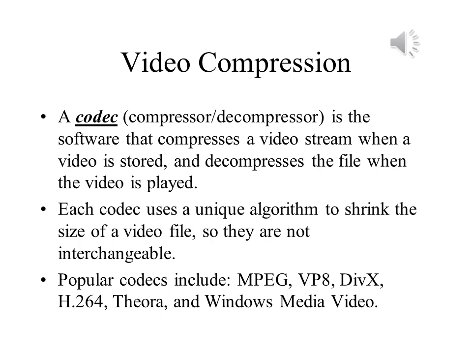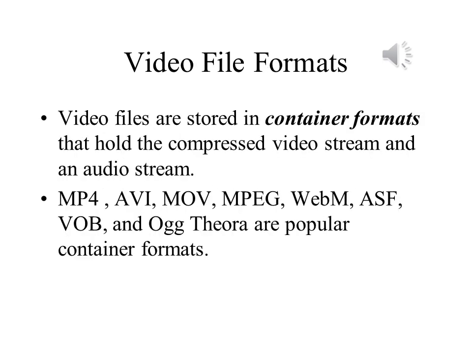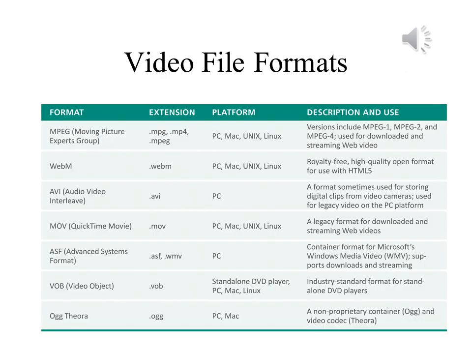There are several codecs that are fairly popular. Two that are particularly popular are MPEG and Windows Media Video. Others include VP8, DivX, H.264, and Theora. When you download a video, you're actually downloading a file that contains both video and audio streams. There are several popular container formats whose names are sometimes the same as the codec used for the video stream. On this slide, you will see some of the more common video file formats.